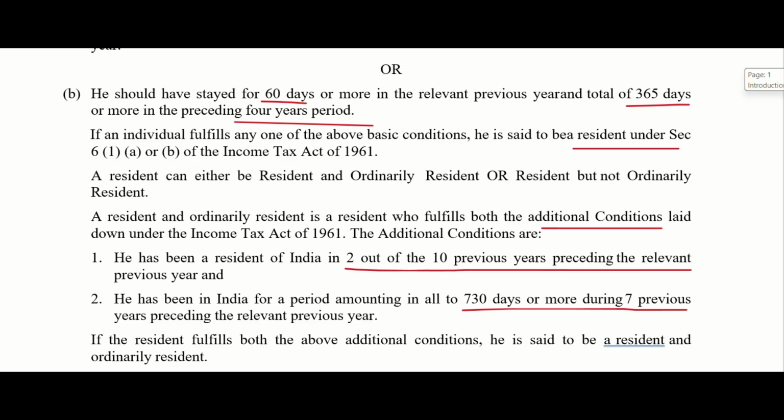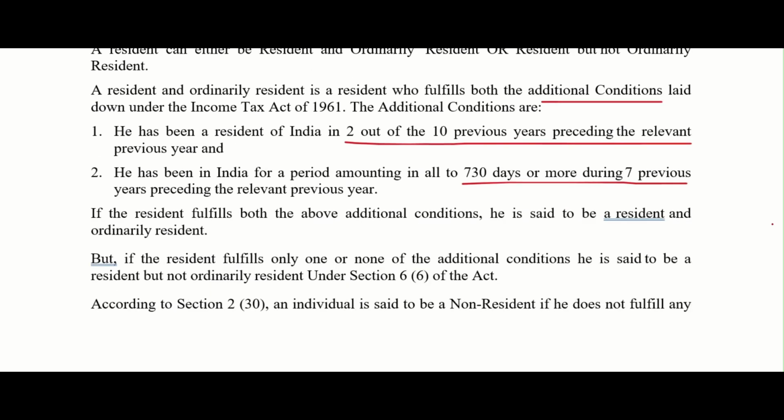So if a resident fulfills both the above conditions, he is said to be a resident and ordinarily resident. So that is the thing: any one of the basic conditions and both the additional conditions. But if the resident fulfills only one or none of the additional conditions, he is said to be a resident but not ordinarily resident under section 6 subsection 6 of the Act.